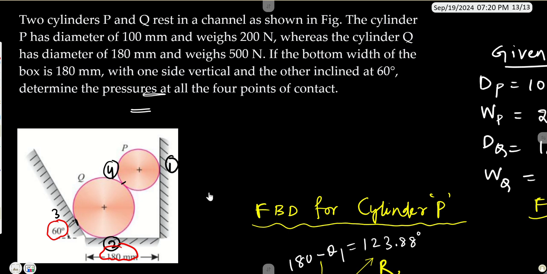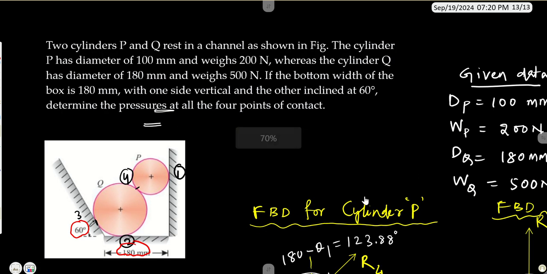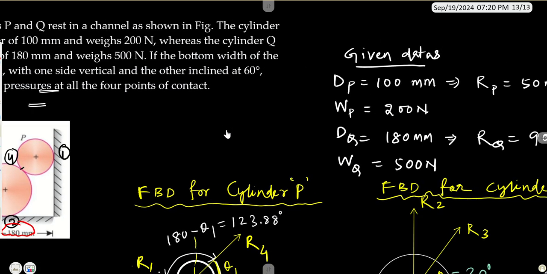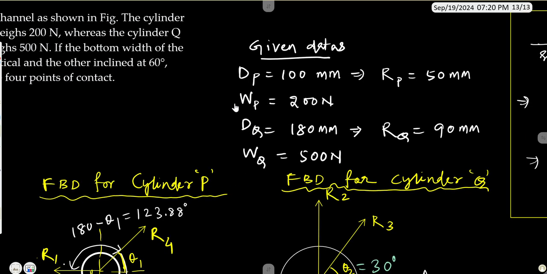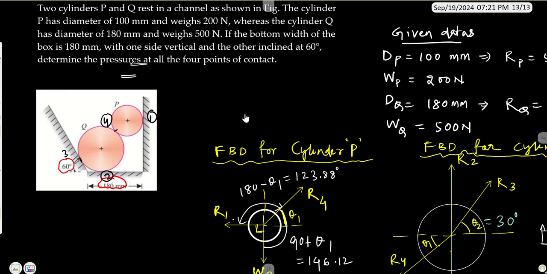Okay, so here I have noted down all those given data, like the diameter of the cylinder P, which is given to us as 100 mm. From that we can find out the radius, that is 50 mm. Then WP, the weight of P, is given to us as 200 Newton. Diameter of Q is 180, as a result the radius of Q is 90 mm. So WQ, the weight of the cylinder Q, is given to us as 500 Newton. Now let us try to draw the free body diagram for solving this particular question.